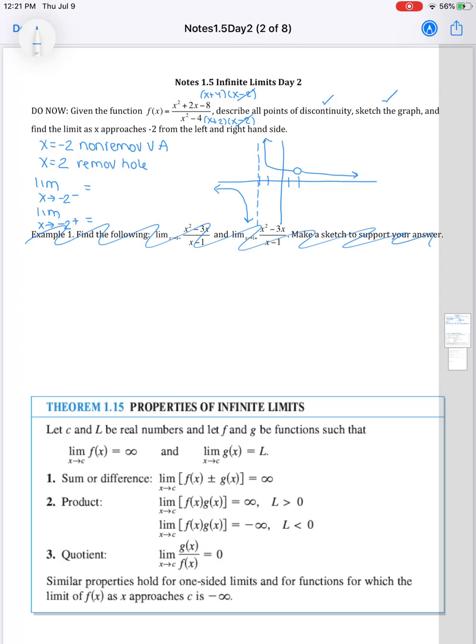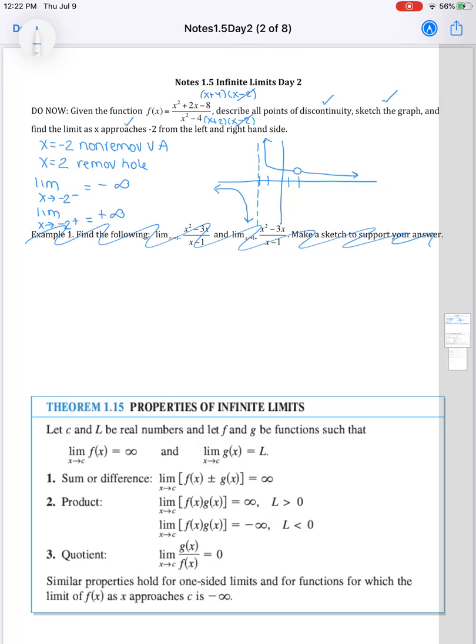So the limit as x approaches -2 from the left is going down. So that is -infinity. And the limit as x approaches -2 from the right is going up. So that is +infinity. The limit as x approaches -2 in general, it didn't ask for that, but you would say limit does not exist because it's approaching 2 different values for that particular one. Okay.